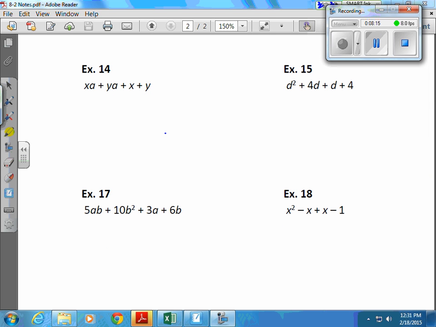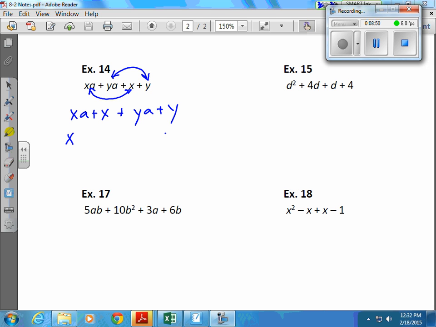All right, let's try again. 14. What do they have in common? What are some pairs I can match up? Well, I could match up those two because they both have an a, but then these two have nothing in common. So let's try a different combination so that I can have two pairs and both of them have something in common. So what if I paired up these two, which both have x's in common, and these two, which both have y's in common? So xa plus x plus the ya plus y.